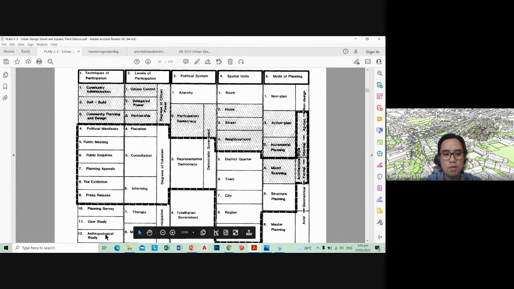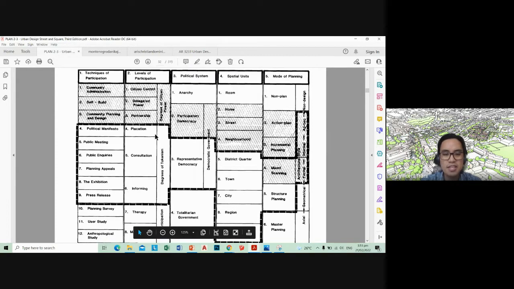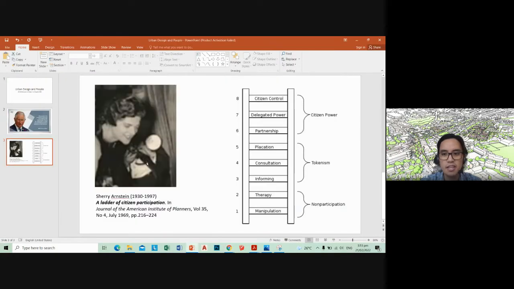You do a full-blown anthropological study. You analyze the behavior patterns and culture of an area, and that's how you determine what kind of urban design they need. And then at level two, you have citizen control at number one and manipulation at number eight. So this is what Moten calls the ladder of participation.